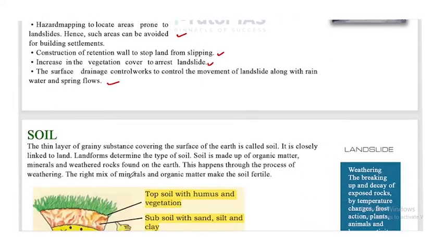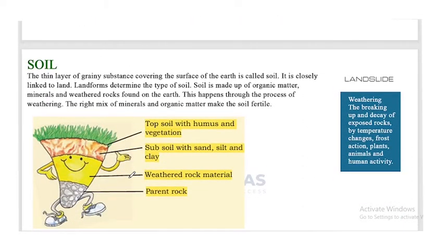Next one is soil. The thin layer of grainy substance covering the surface of the earth is called soil. So what is the definition of soil? The thin layer of grainy substance that covers the surface of the earth is called soil. It is closely linked to land. Landforms determine the types of soil. Soil is made up of organic matter, minerals and weathered rocks found on the earth. This happens through the process of weathering.